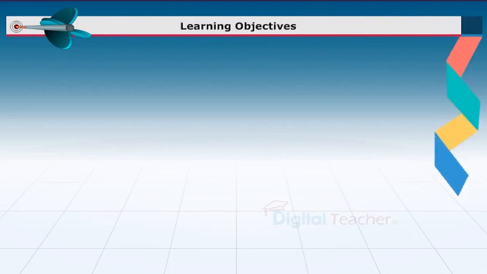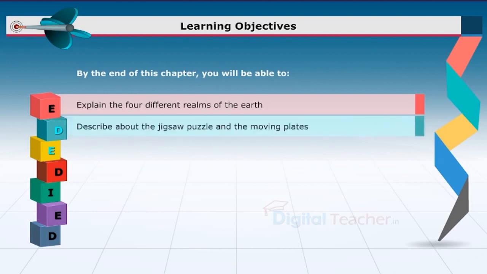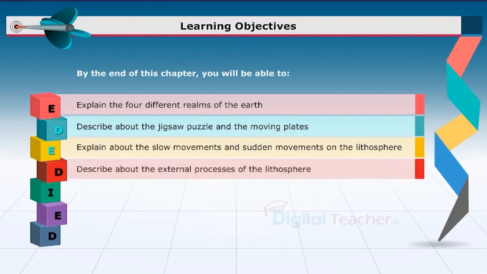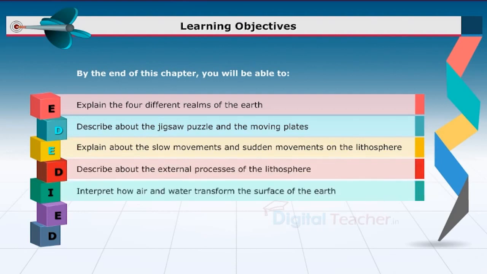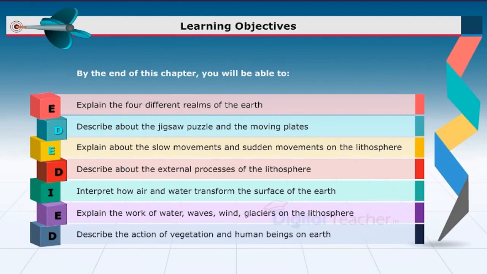Learning objectives. By the end of this chapter, you will be able to explain the 4 different realms of Earth, describe the jigsaw puzzle and the moving plates, explain the slow movements and sudden movements on the lithosphere, describe the external processes of the lithosphere, interpret how air and water transform the surface of the Earth, explain the work of water, waves, wind, and glaciers on the lithosphere, and describe the action of vegetation and human beings on Earth.